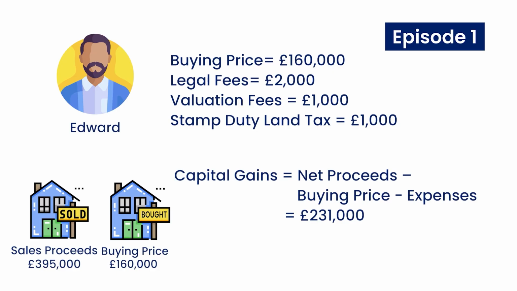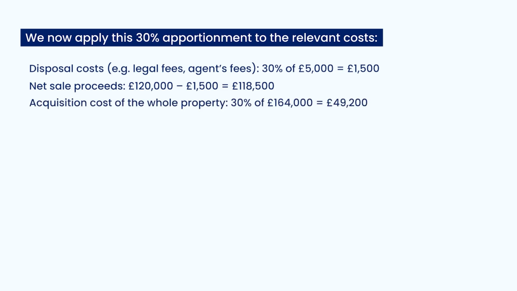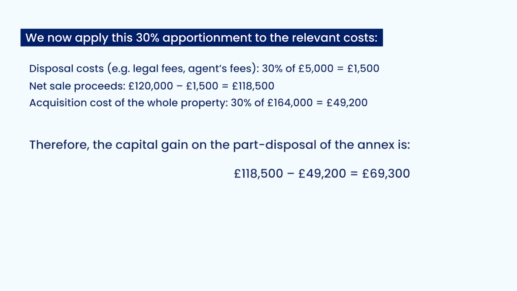We also need to factor in the acquisition costs we considered from episode 1, totaling £164,000, which included the original purchase price of the house, the legal fees, the valuation fees, and the stamp duty land tax. We now apply the 30% apportionment to these costs, so the acquisition costs of the part disposal of the property are 30% of £164,000, which is £49,200. Therefore, the capital gain on the part disposal of the annex is £118,500 minus £49,200, which is £69,300.